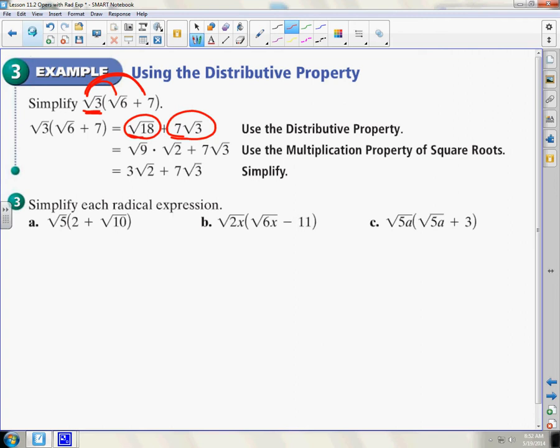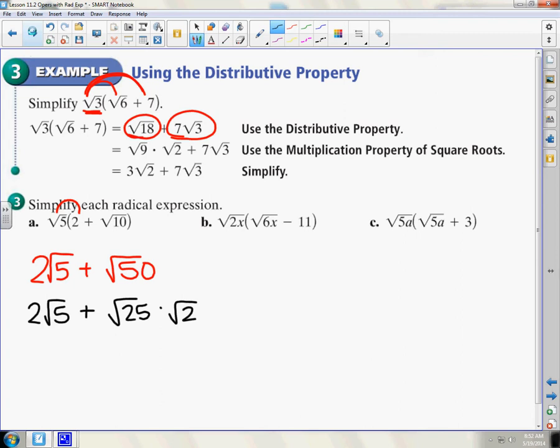So let's try A. So this would be 2 square root of 5 plus the square root of 50. Now, I'm going to break 50, so I'm going to have 2 square root of 5 plus the square root of 25 times the square root of 2. This I know is 5. So now I have it in simplest form.